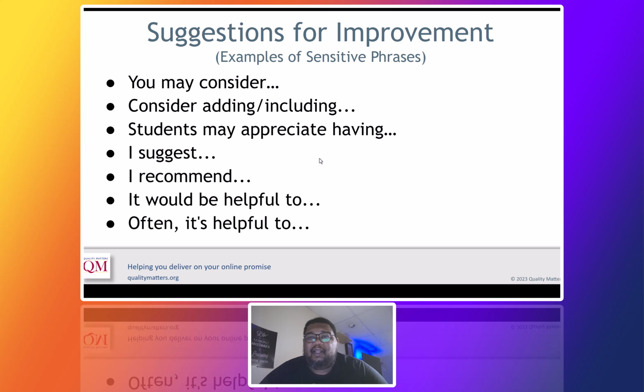Remember, QM is about collaboration. Colleagues are helping colleagues. It's not about critiquing or grading the course representative's work. We all benefit from sharing ideas. Therefore, keep in mind, no online course is perfect, not even yours. Write recommendations that convey advice to a colleague.